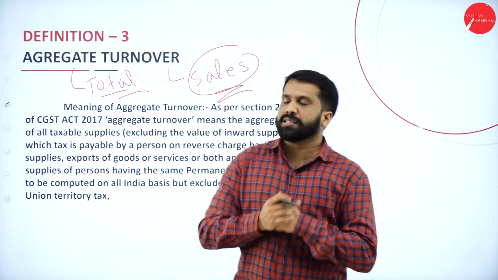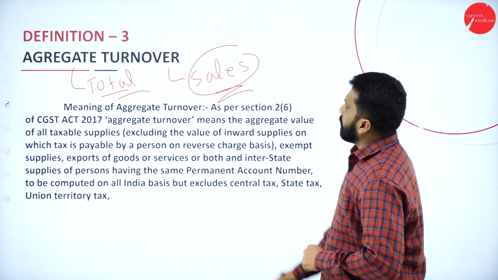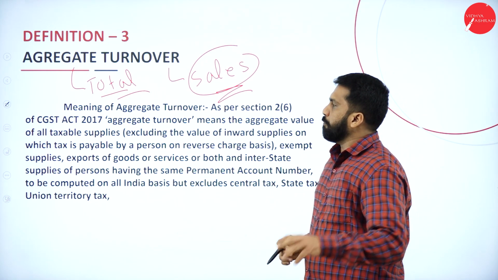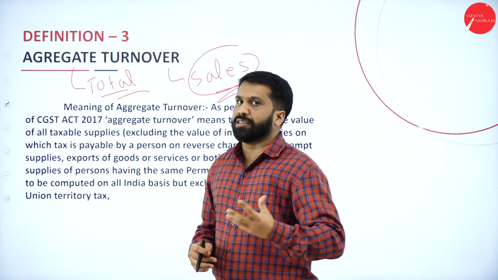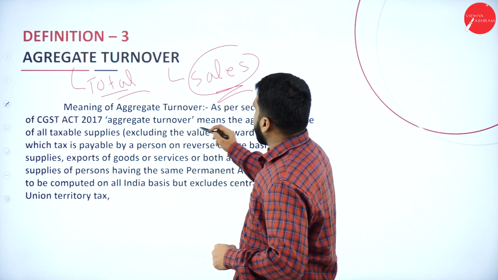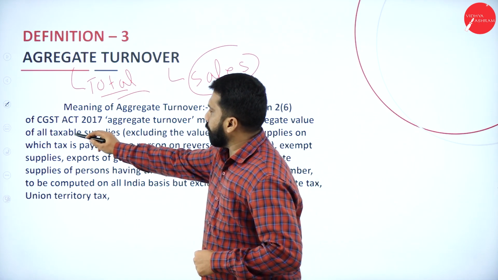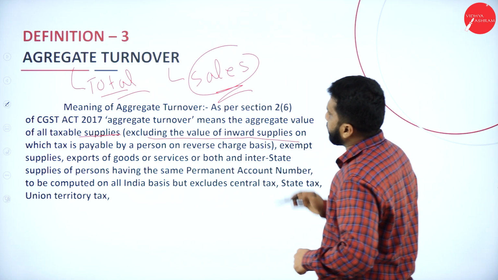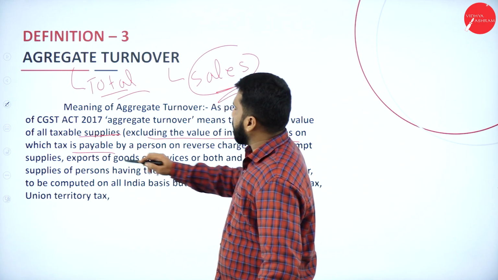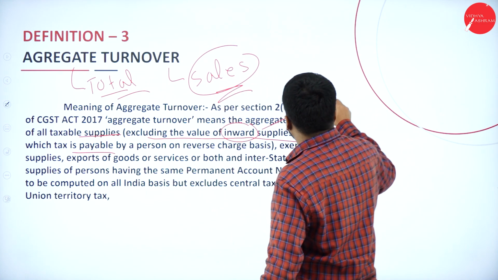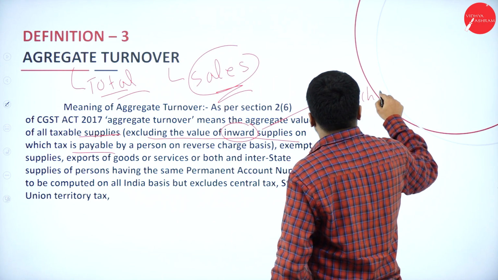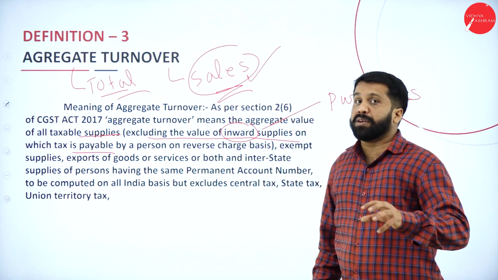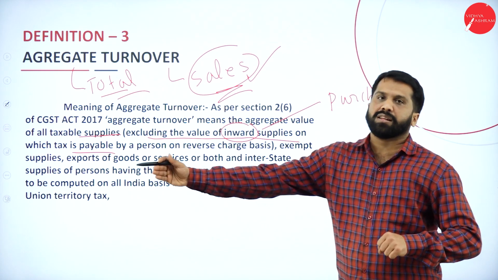Clear? Yes. Now, meaning of aggregate turnover as per Section 2(6) of the CGST Act: aggregate turnover means the aggregate value of all taxable supplies excluding the value of inward supplies on which tax is payable. Inward means what? Purchases. We are talking about only sales. Any purchases are there, we have to exclude.